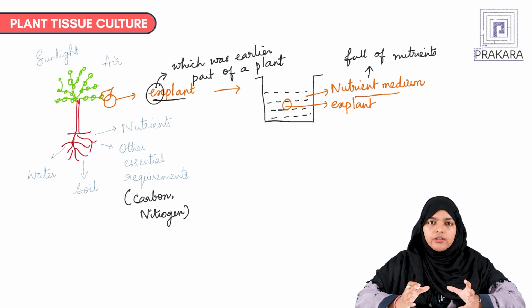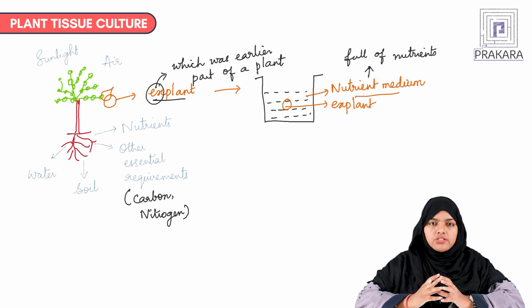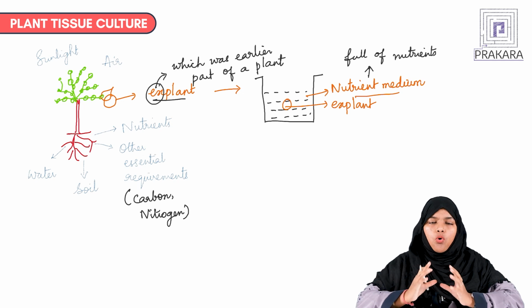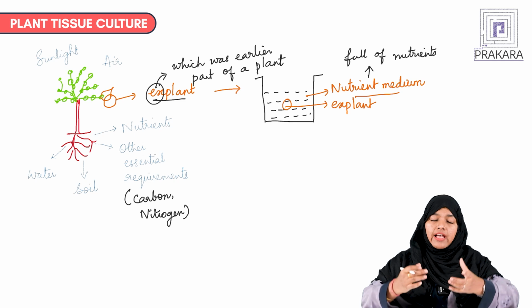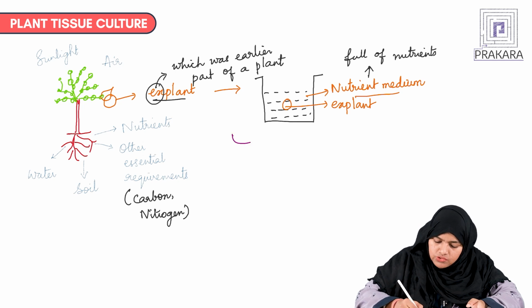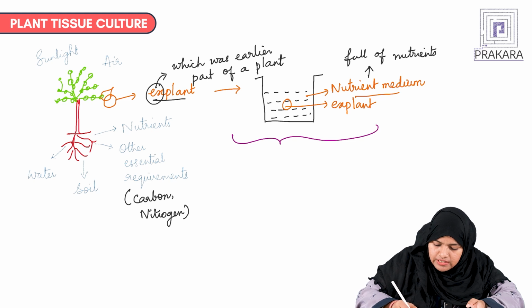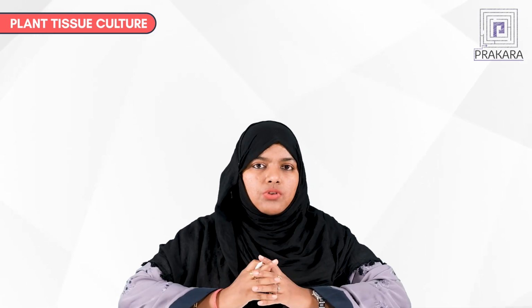In this nutrient medium, this explant is going to get converted into callus, which is a mass-like structure, and then ultimately it grows into a whole developed plant. That whole process we are going to study later. This whole process occurs in the laboratory. I am carrying it out in laboratory conditions, that is in vitro conditions. In vitro means in the laboratory. So right now you must have understood the basic concept behind plant tissue culture, isn't it?